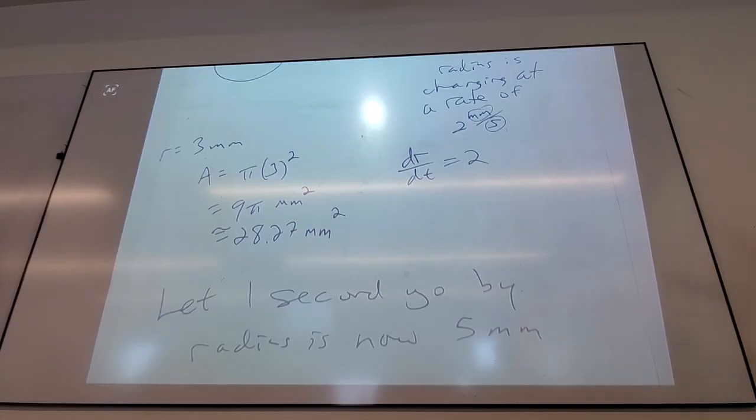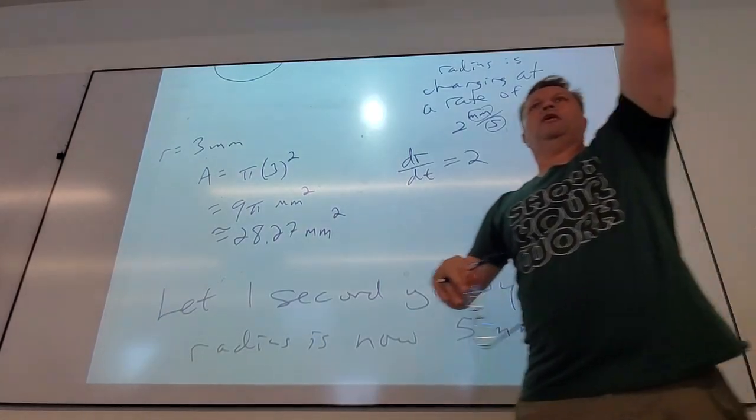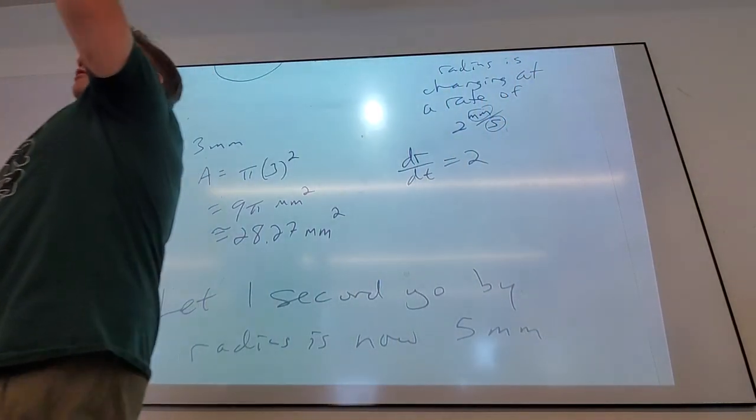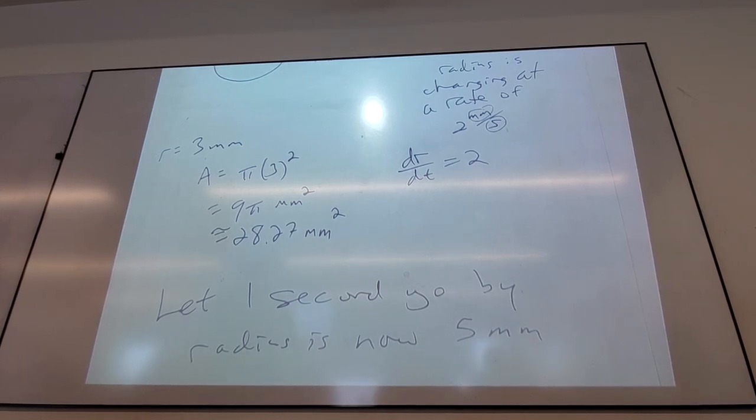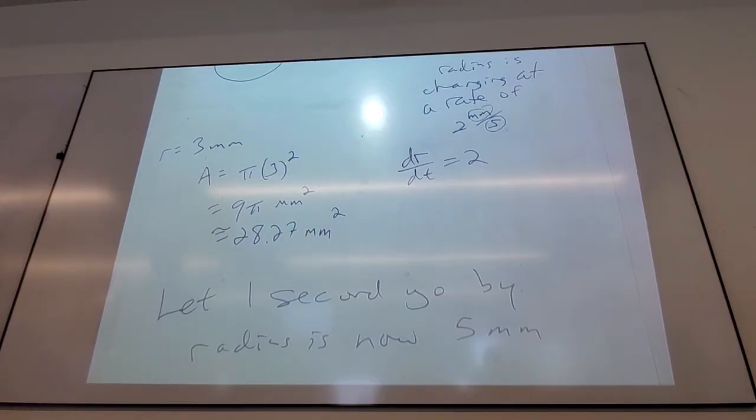Is everybody with me? Just to let you know, this is not what a problem will look like. I'm explaining the behind the scenes of a problem. We're doing a lot more right now than you would have to. The instant when it's 3 millimeters, the area is 28.27. I let 1 second go by. The radius changes by 2 millimeters a second, so now you can figure out the new area.